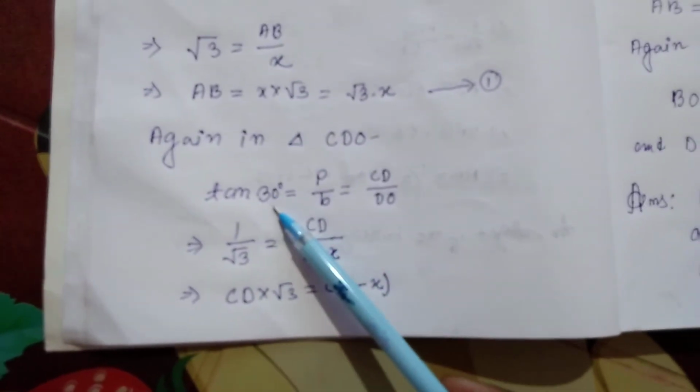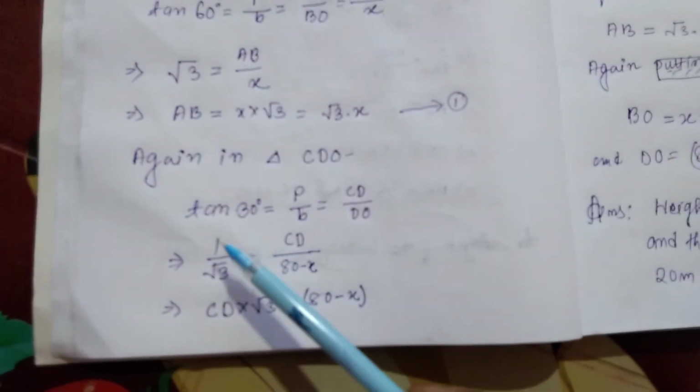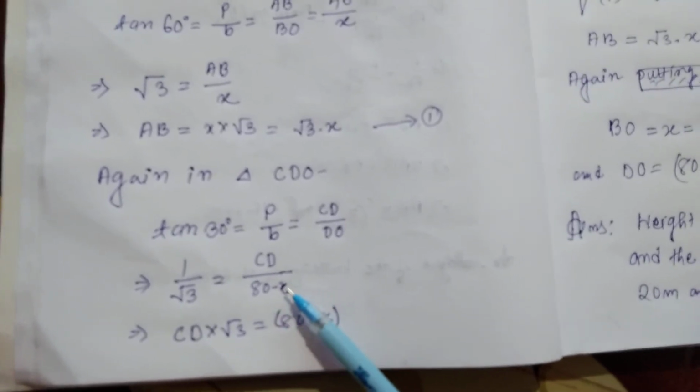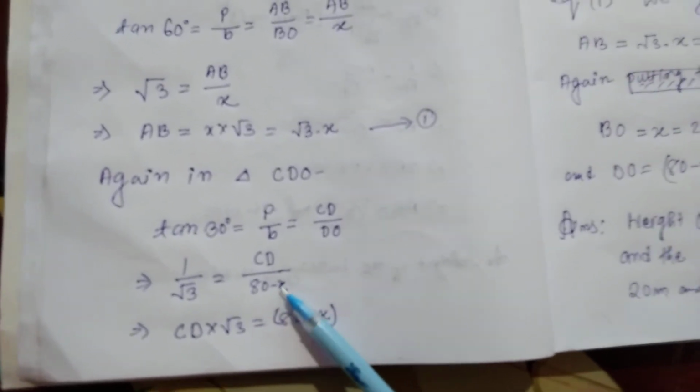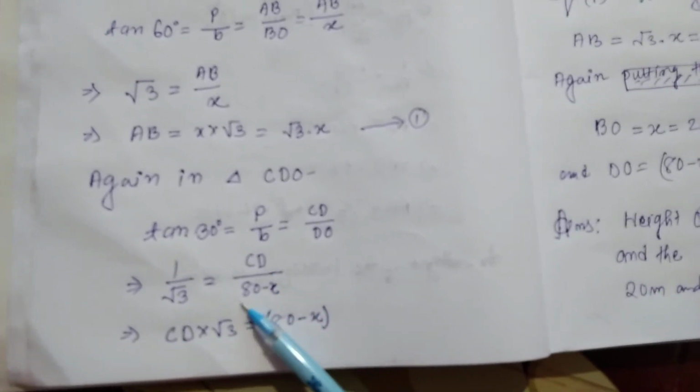Now put the values. What is the value of tan 30 degree? The value of tan 30 degree is 1 by root over 3. CD by 80 minus x. Why 80 minus x? This is the base of the triangle CDO. That means 80 minus x.